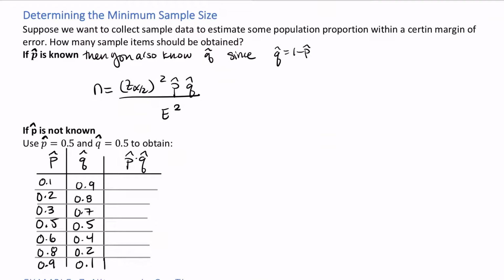Now that that's filled in, let's discuss why I'm asking you for these products in this row. If you notice, this product is going to go in the numerator of my formula, and I want to estimate my sample size as large as possible. So in order to make the numerator as large as possible, we need to have the largest possible product. So take a moment and fill in this column here with those products. Now, of all these values in this column, which one is the largest?